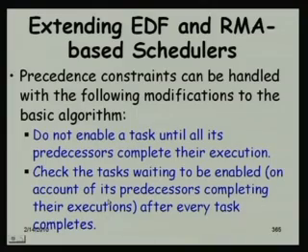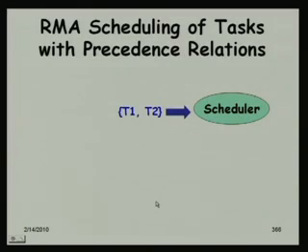And then we also need to do another thing. The scheduler needs to check the waiting tasks after every task completes, because after a task completes it might happen that the task that is waiting for this to complete can now be enabled, since the duration for which it was waiting might have been over. So this is the simple modification that we have to do. Now, let us look at that with some examples. First we will look at RMA.